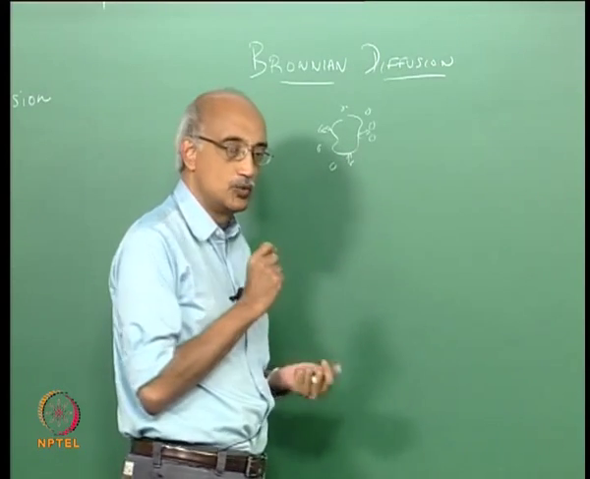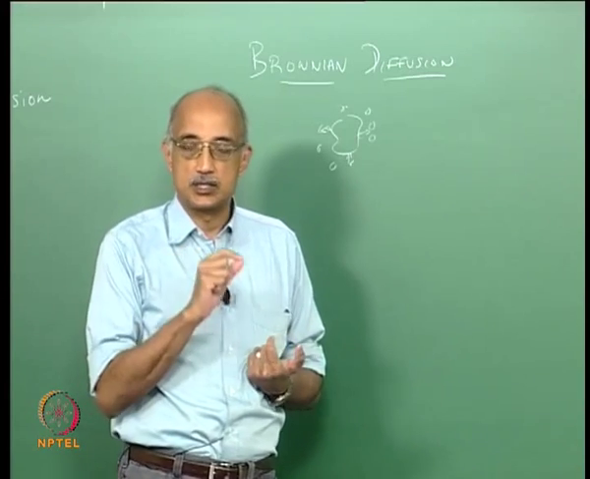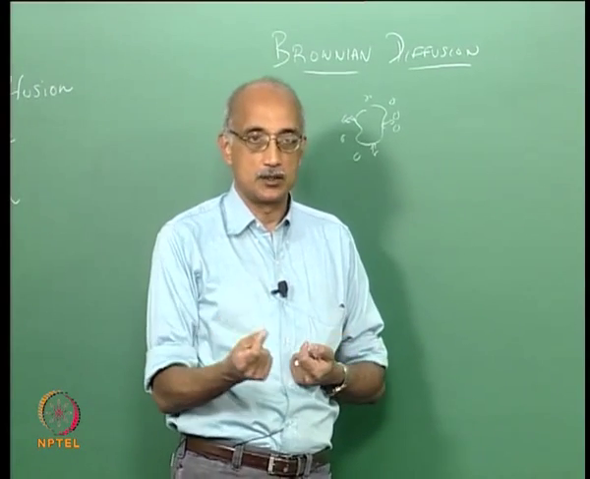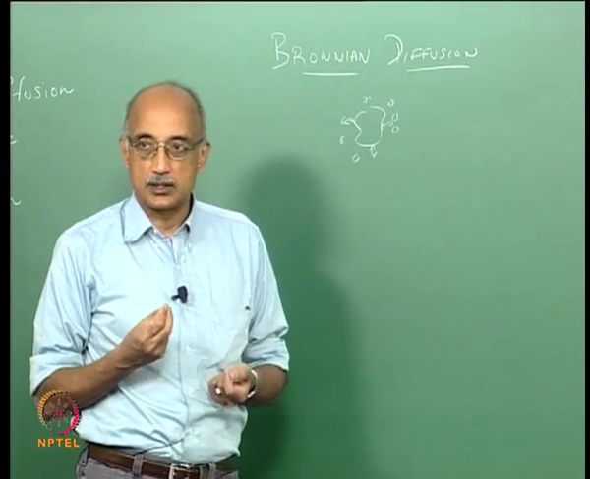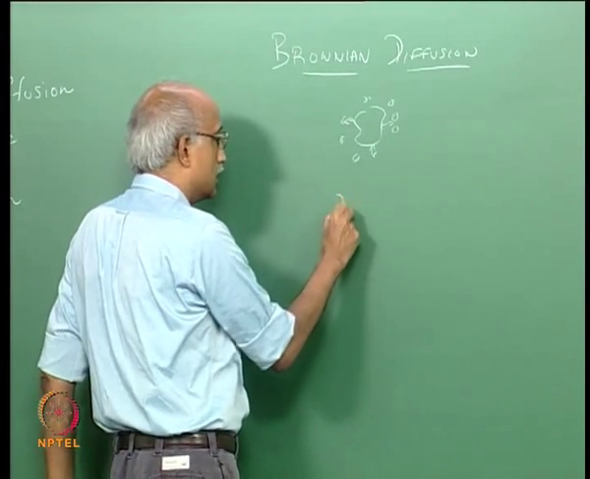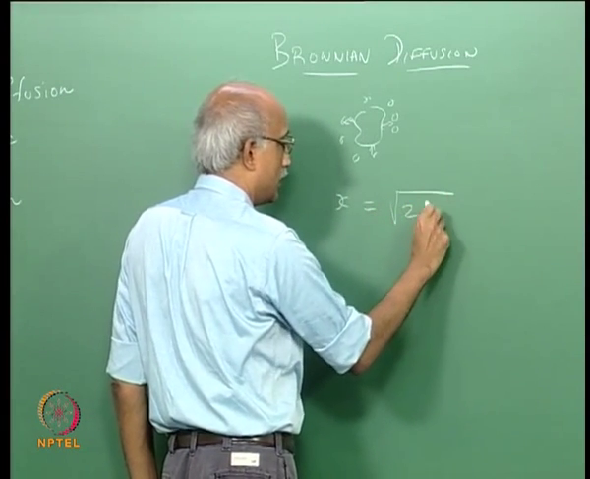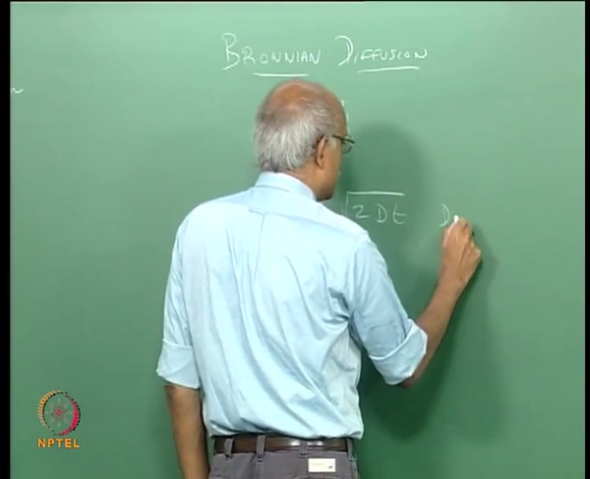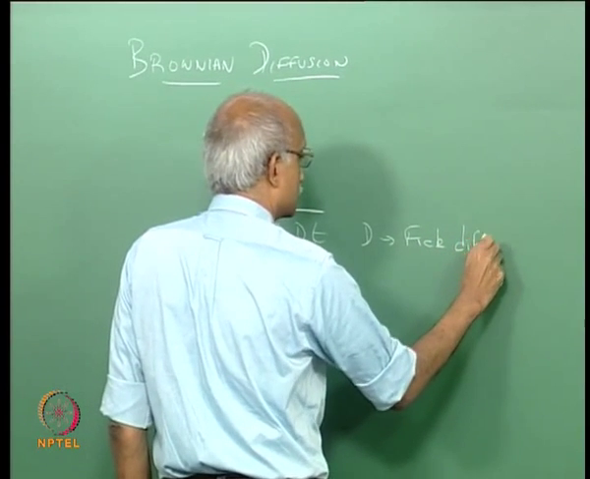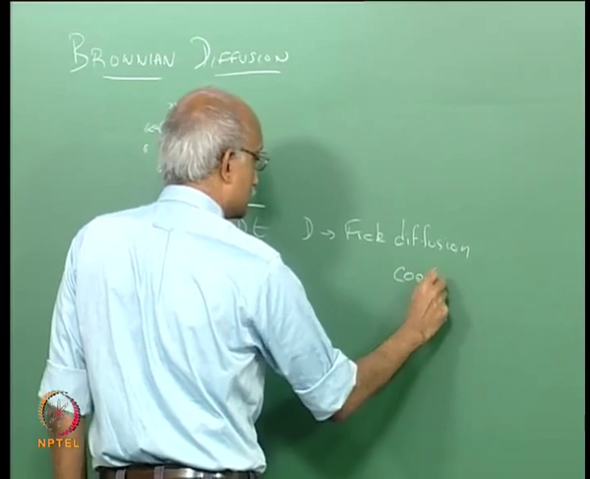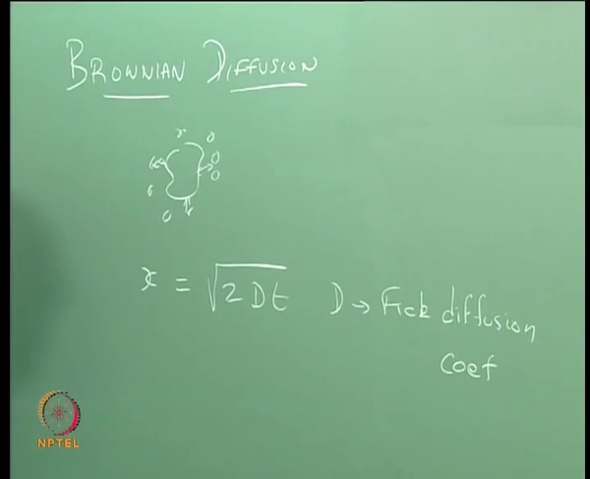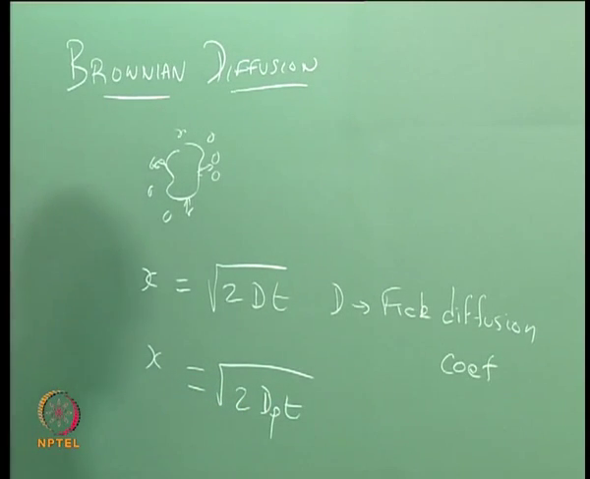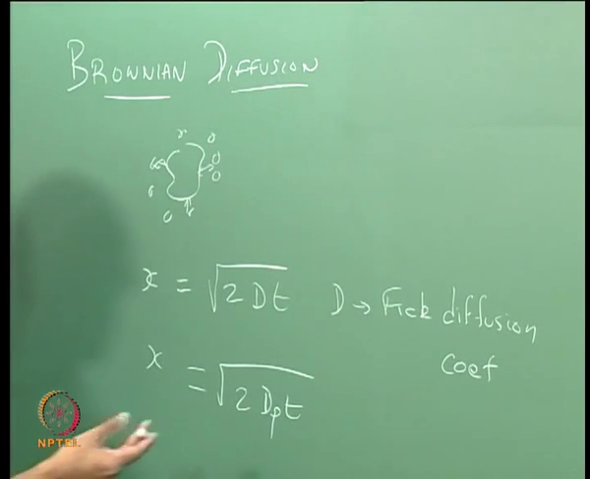However, there is a net movement of the particle due to these collisions of the molecules surrounding it, just like in the case of Fick diffusion, there is a net movement of the molecule because of the collisions that it undergoes. And that distance, in the case of Fick diffusion, is given by the square root of 2Dt, where D is the Fick diffusivity of the molecules, the Fick diffusion coefficient. In the case of particle diffusion or Brownian diffusion, the same formula holds, except that now you substitute the diffusivity parameter with the one corresponding to a particle.